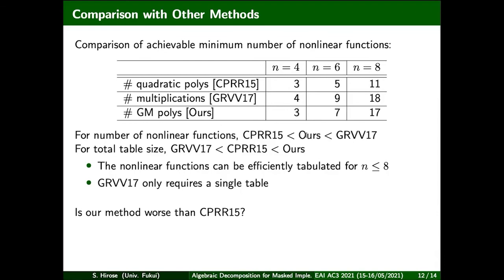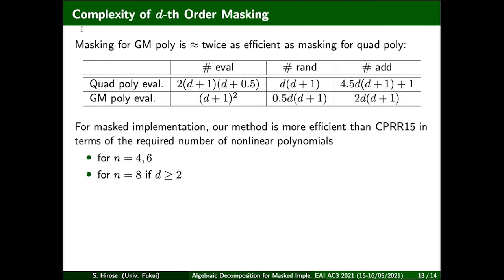And from this result, please see this relation. The question is whether our method is worse than the method by Khaled et al. And actually, the answer is no, as we can see in the next page. This page shows the complexity of d-th order masking. As this table shows, masking for a GM polynomial is about twice as efficient as masking for a quadratic polynomial. They represent the required number of evaluations of these polynomials, the number of random sequences for d-th order masking, and the required number of additions. So you can see that these values are about half of these values.